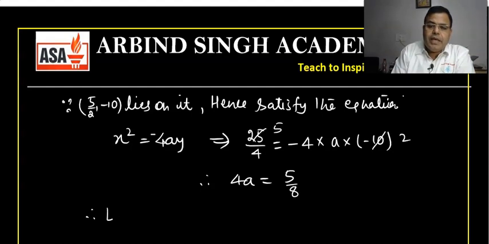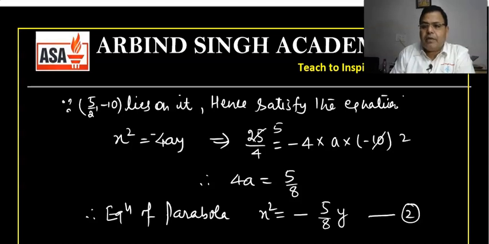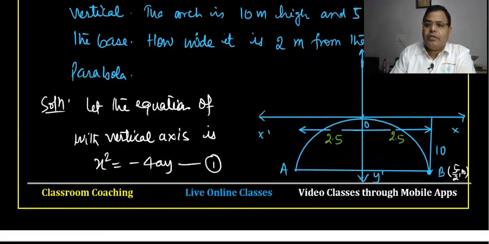Therefore the equation of the parabola is x square is equal to minus 5 by 8 into y. This is the equation of the parabola. Now we have to find the width 2 meter below the vertex. If this is the level 2 meter below, then you have to calculate the length of PQ. Clearly, the y coordinate of this level will be minus 2.